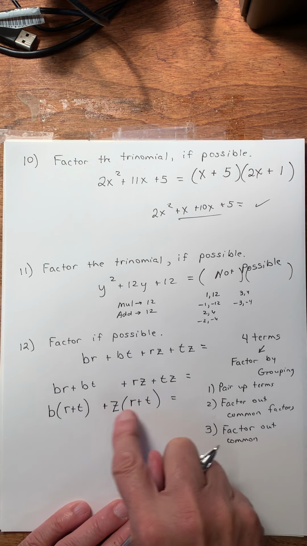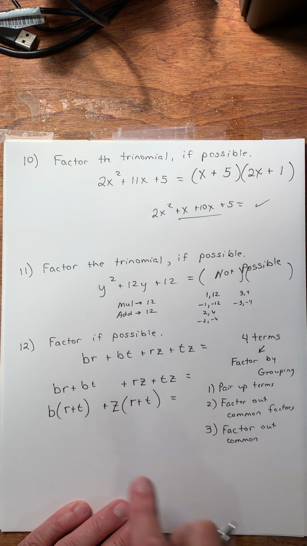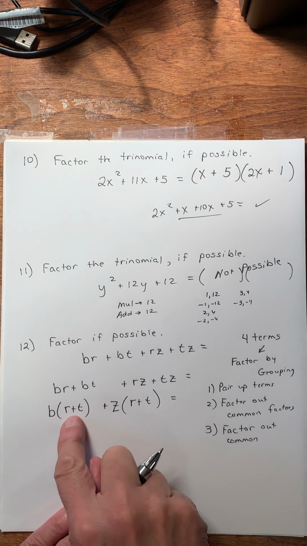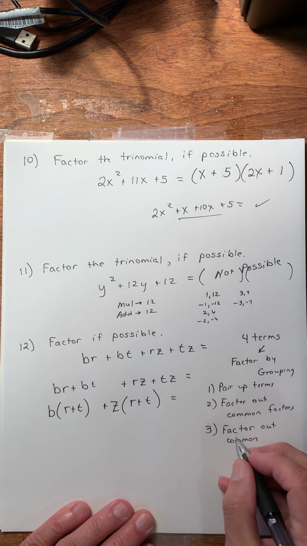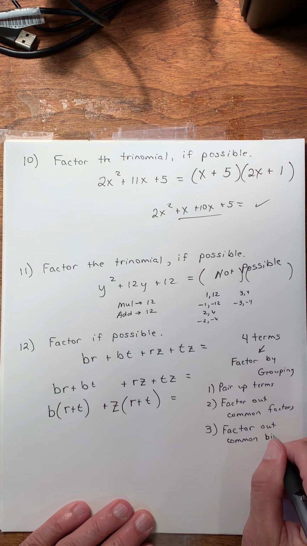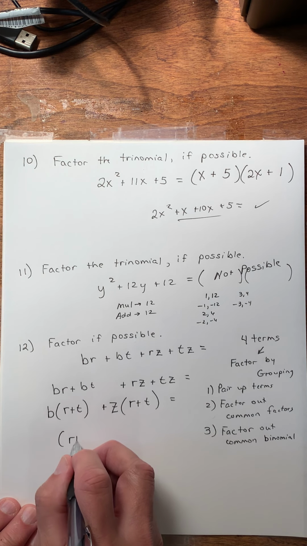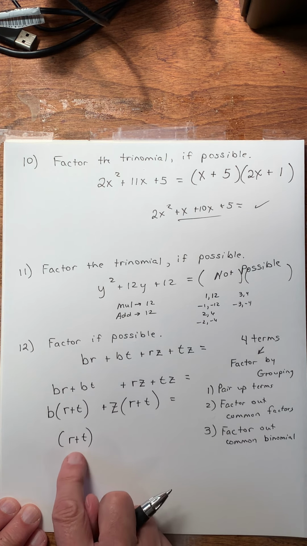If they're not the same, if they're opposites of each other, go back and start over, check your sign, do something to make sure they end up being identical. Factor out common binomial. That's the common binomial. Let's factor it out.